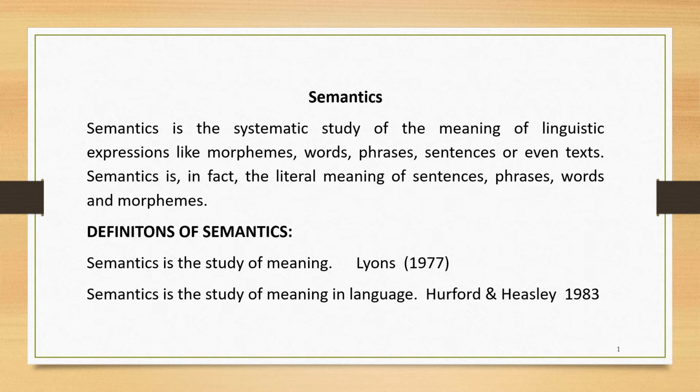Semantics is the systematic study of the meaning of linguistic expressions like morphemes, words, phrases, sentences, or even texts. Semantics is in fact the literal meaning, this is important, the literal meaning of sentences, phrases, words, and morphemes. I'm sure that you know what morphemes are. Morphemes are the minimal meaningful units in a language, like suffixes and prefixes or free forms or bound forms. And words, yes, the complete words are free forms.